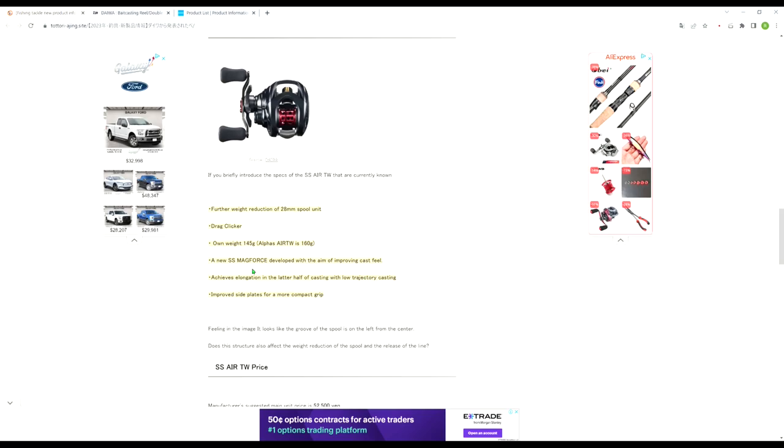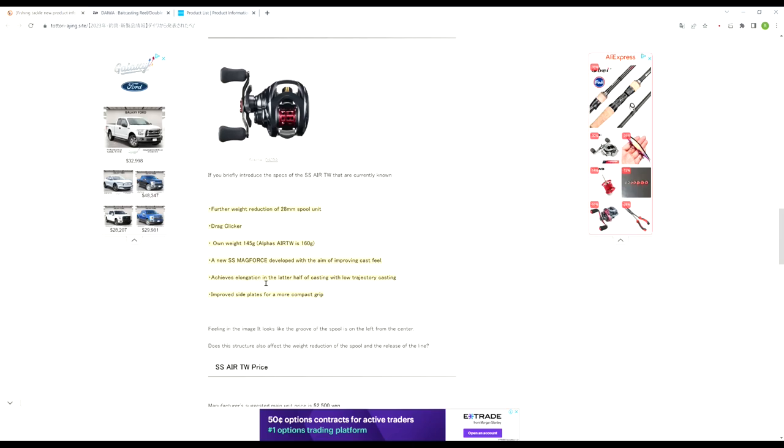apparently Daiwa has swallowed their pride and they're tired of their bait finesse reels getting dominated in casting by the competition, particularly Shimano's reels, as I've proven in several cast battles. And they've given this new SS Air what they call SS Magforce. And what I get out of this is that it's going to be similar to Shimano's new FTB, where it's not going to be so heavily braked as the current air brake system on Daiwa's BFS reels. And it should give elongation in the latter half of casting with low trajectory casting.